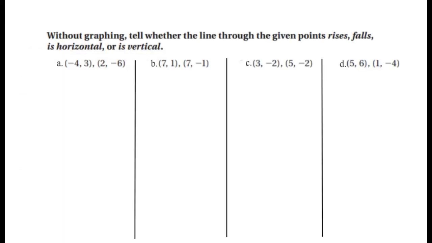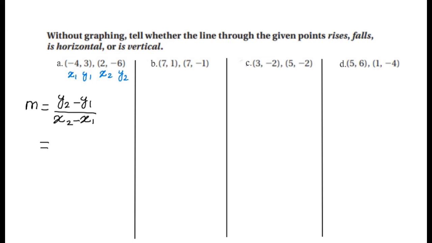Let's take an example. In this example, we are given four sets of points, and without graphing, we have to tell whether the line rises, falls, is horizontal or vertical. So let's take the first pair and label them as x1, y1 and x2, y2 so that we can substitute in the formula. The formula for the slope is m equals y2 minus y1 over x2 minus x1.